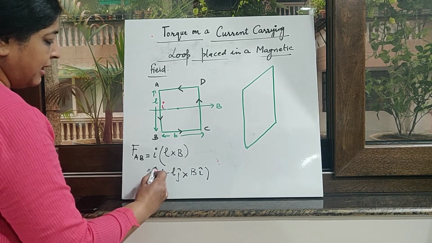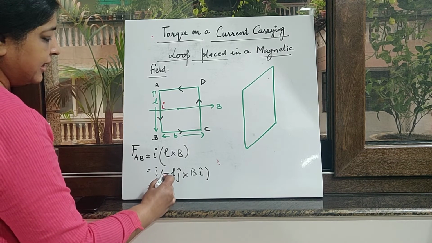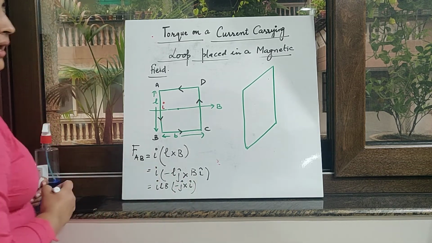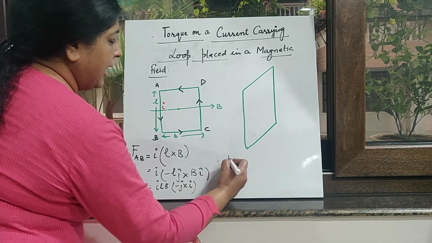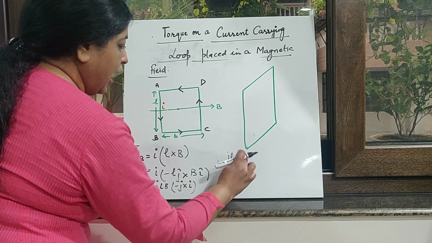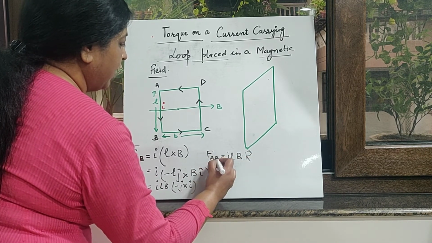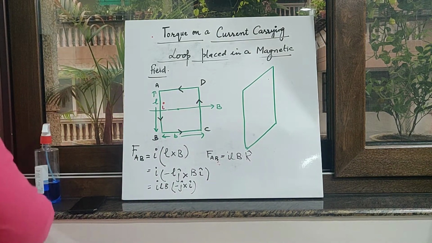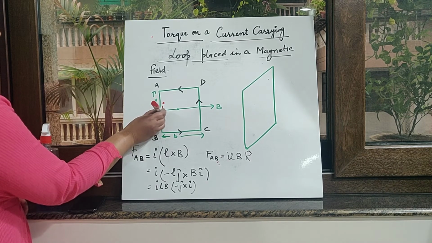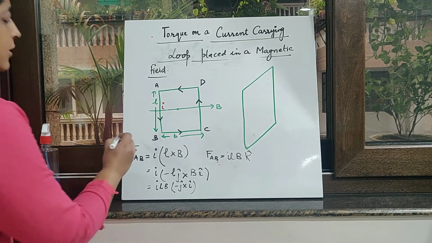Now my current I remains the same. L and B can be taken out. This is a negative sign. So I have minus J cross I inside the bracket. And minus J cross I, you know, is nothing but K. So I L B into K cap is the force on the arm AB. It means that on this arm AB, there is a force in this direction, which I am showing by my pen in the outward direction. So this is one thing.